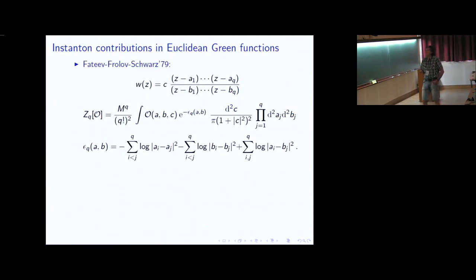Interesting. So the instanton has a very simple form, but it's also remarkable that you can perform the path integrals in the Gaussian approximation. You can calculate the determinant of the Laplacian operators in the presence of an instanton, and this was very solid work of Fateev, Frolov, Schwarz. In particular, they showed that in the Gaussian approximation, where you include not only the classical one but also the Gaussian fluctuations around the instanton configurations, the contribution of Q instantons is given by this formula.